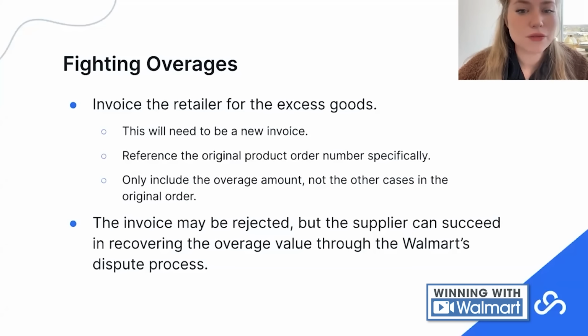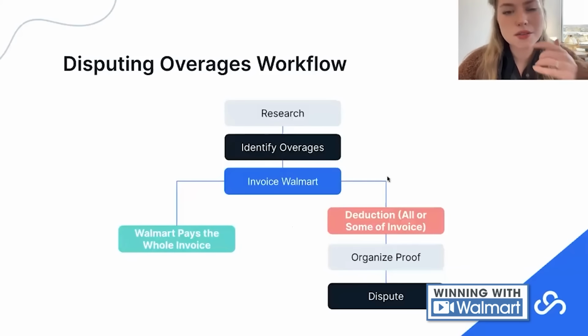So you submit that invoice, and it might get rejected, but then you will dispute that rejected invoice through APDP. So you're kind of having to do double the work just for a single AP deduction. This is where we've seen the most success for suppliers. This is the workflow that we suggest.